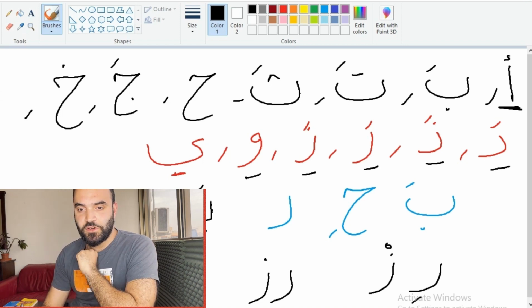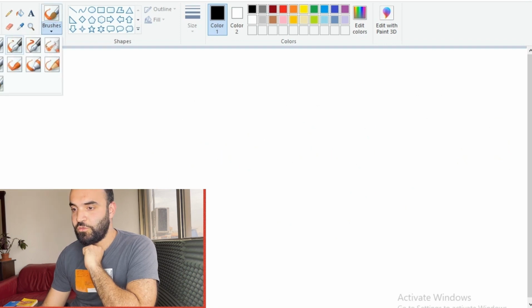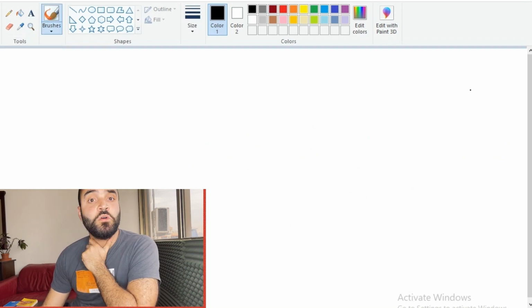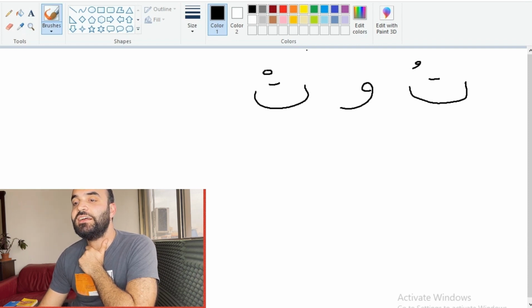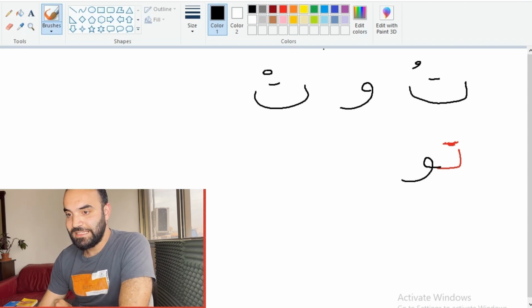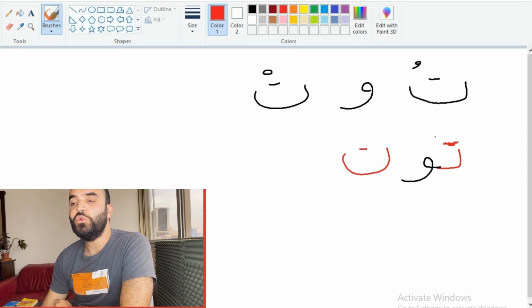Okay, let's try more words. We almost know 13 or 14 letters in Arabic. Now we have tu, and then o, and then t. Okay, yalla, the te in the beginning, and then o, and then t, which is toot. Toot, blueberry, toot.